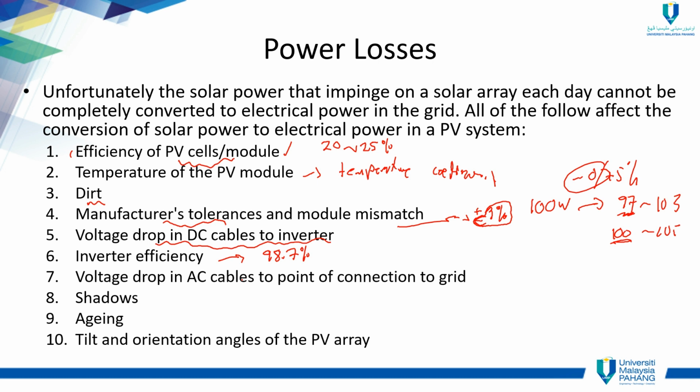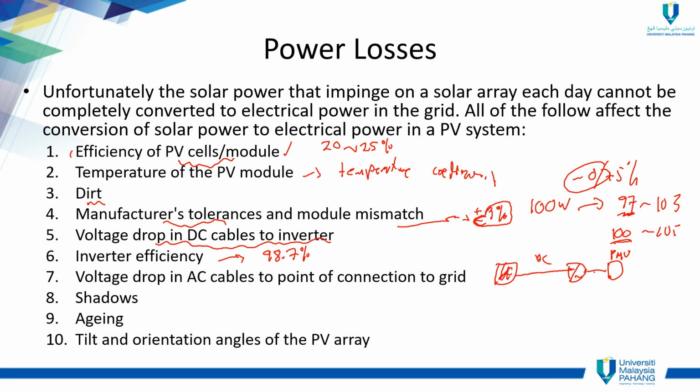Next, voltage drop in AC cables to point of connection to grid. Of course, this is also a voltage drop, but this is not the main point here, because our job for the GCPV, grid connected PV system, caters until the inverter. We have the panel, we have the inverter, then after that, this is DC. Yes, of course, until the substation, I mean from here to the Pencawang.